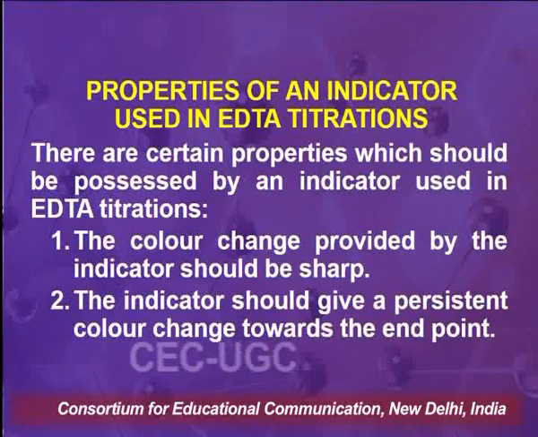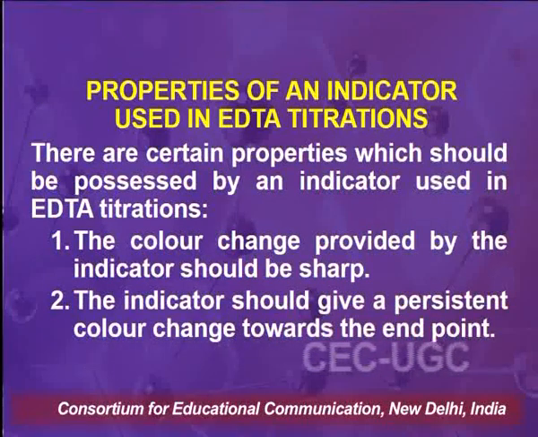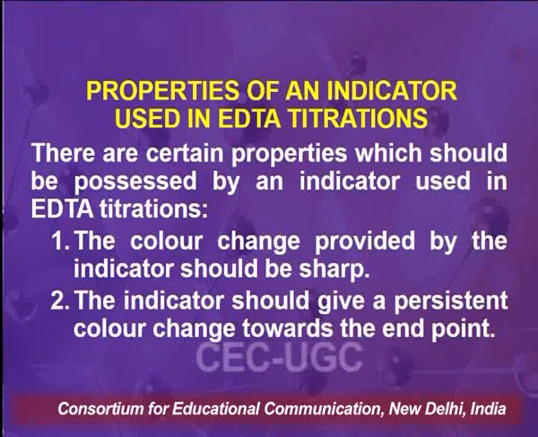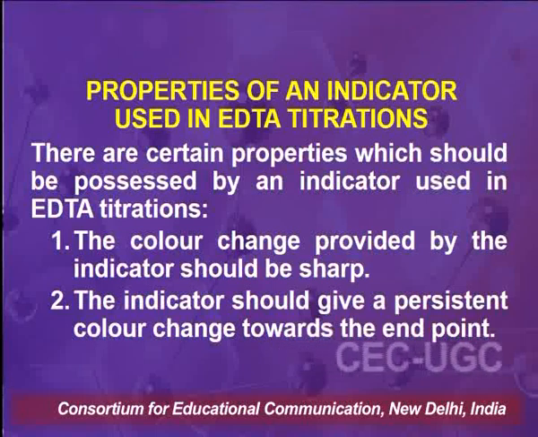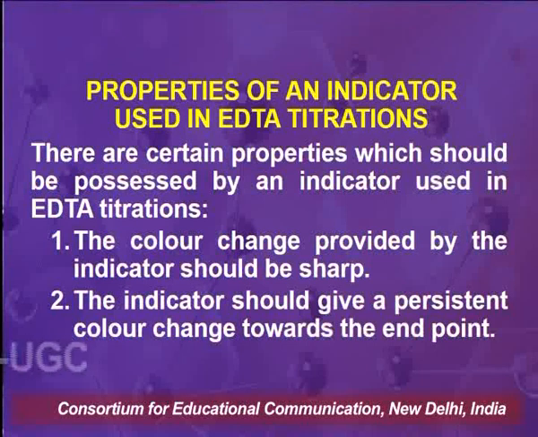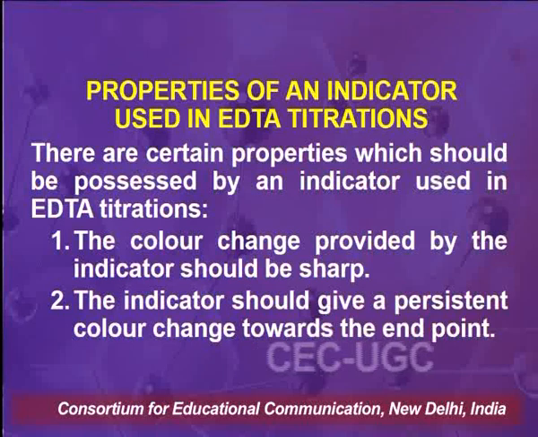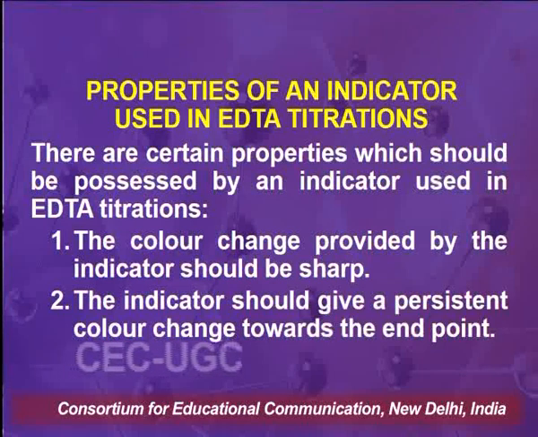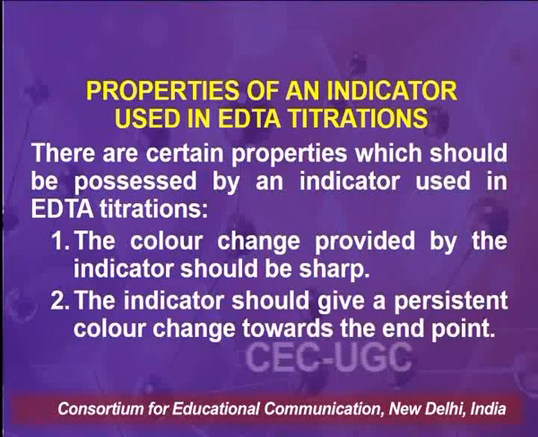There are certain properties which should be possessed by an indicator used in EDTA titrations. The first property tells us that the color change provided by the indicator should be sharp. Then only we will be able to detect the endpoint and tell how much exact amount of metal is present in the solution. Second point says that the indicator should give a persistent color change towards the endpoint.